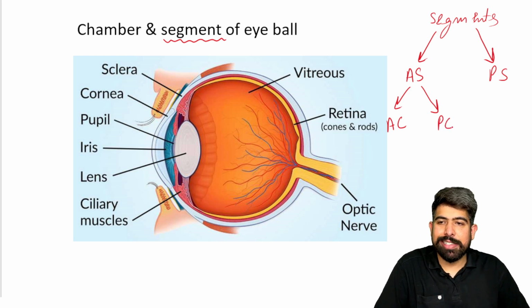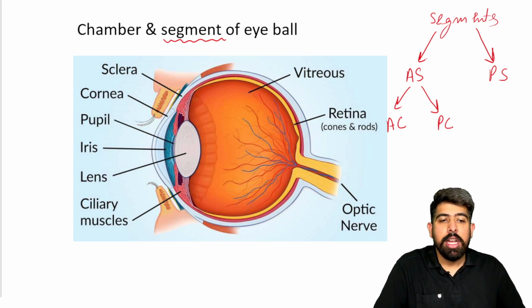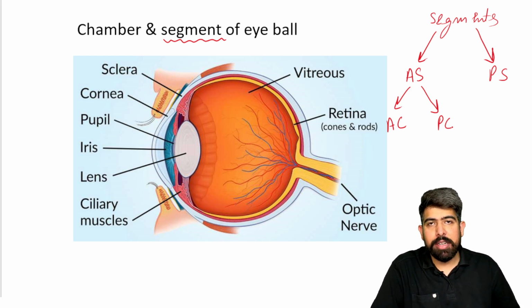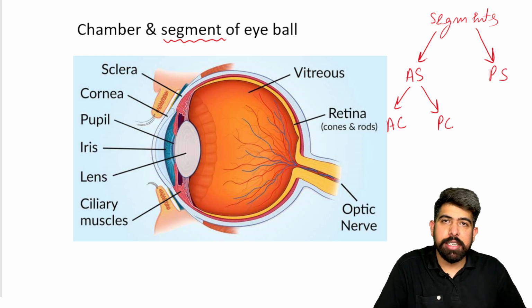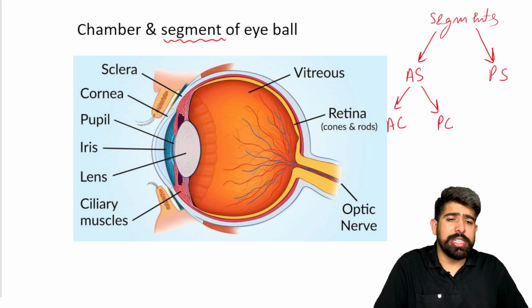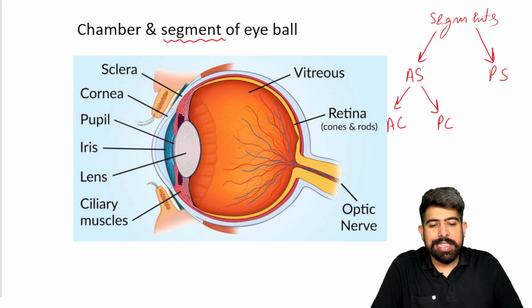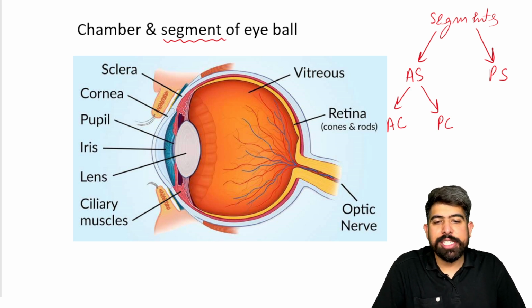So I hope you understand this: first of all, we have to divide our eyeball into two major parts. The first is the anterior part, known as the anterior segment. The second is the posterior part, which is the posterior segment. Then this anterior segment is further divided into two parts, known as the anterior chamber and the posterior chamber.